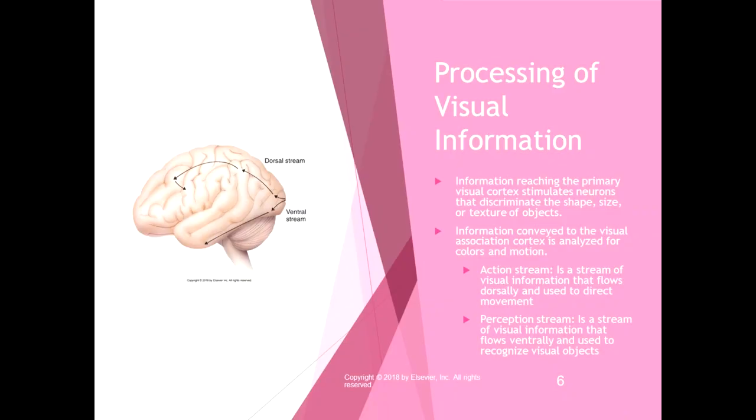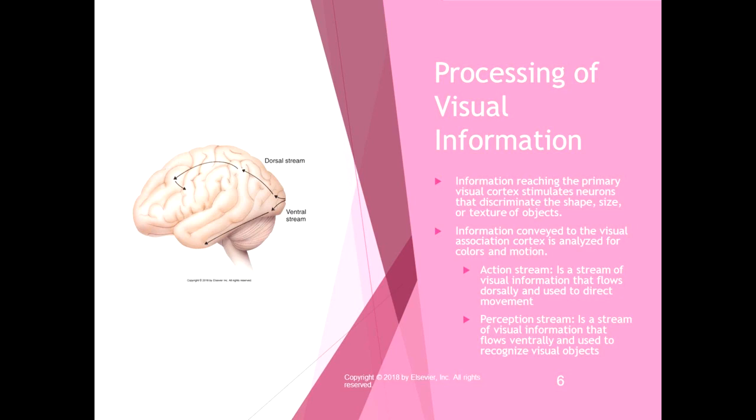So once the information reaches the primary visual cortex, which is in the occipital lobe, it stimulates neurons that discriminate the shape, size, and texture of objects. Information is conveyed to the visual association cortex, where the information is analyzed for colors and motion. So you first detect the shape, size, and texture of objects, and then it's analyzed for colors and motion.